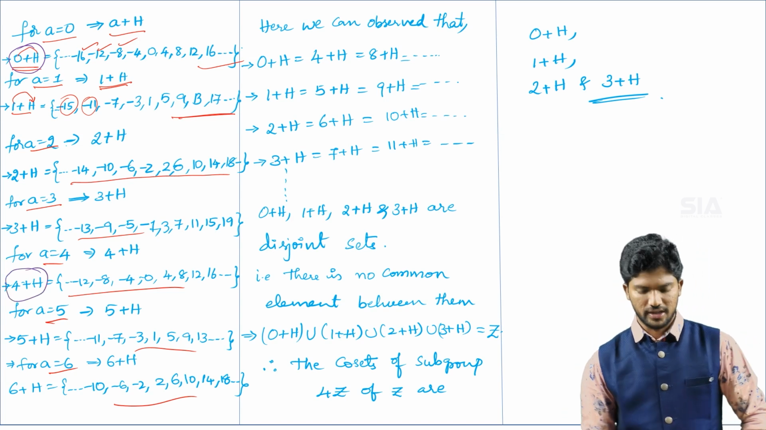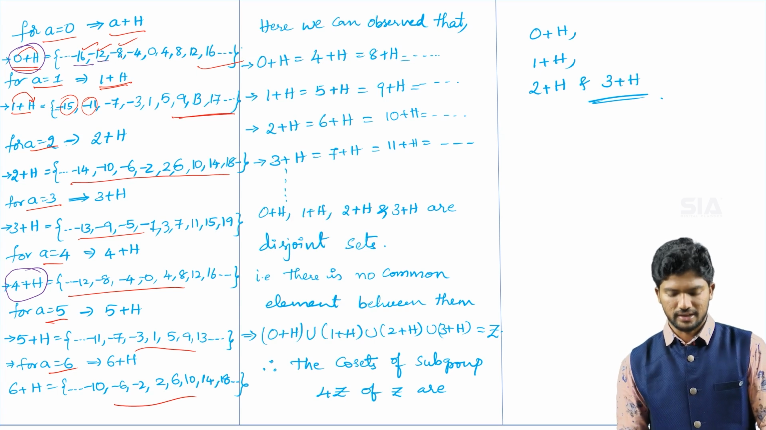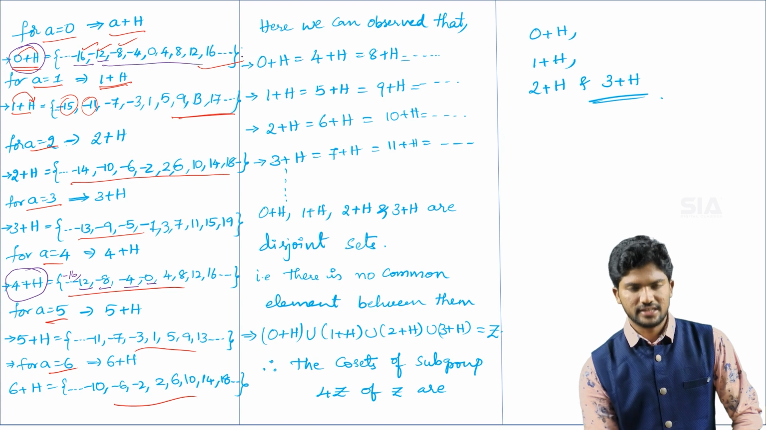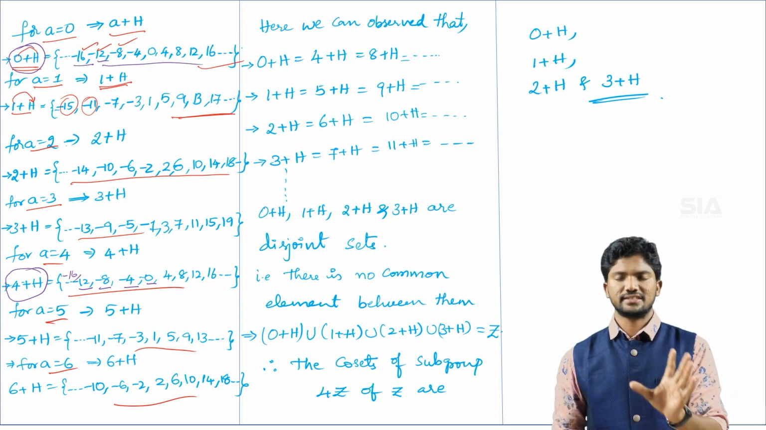You can observe carefully. 0 plus h, starting with minus 6. Okay, next element minus 12. Next 4 plus h also, minus 16 is there. Minus 12, minus 8, minus 4, 0, 4, 8, 12, 16. Okay, repetition occurs. Whenever the repetition process starts, you have to terminate the process there only.